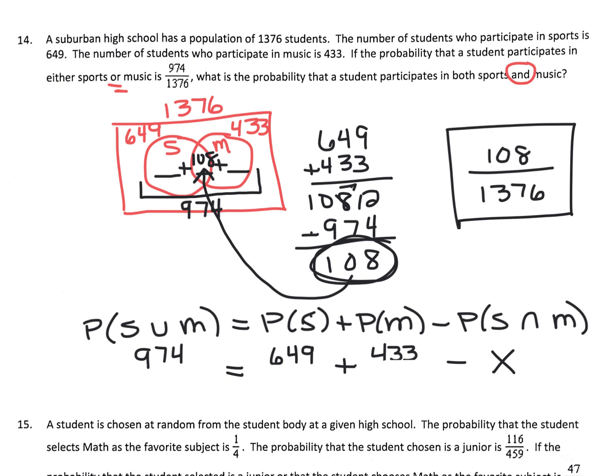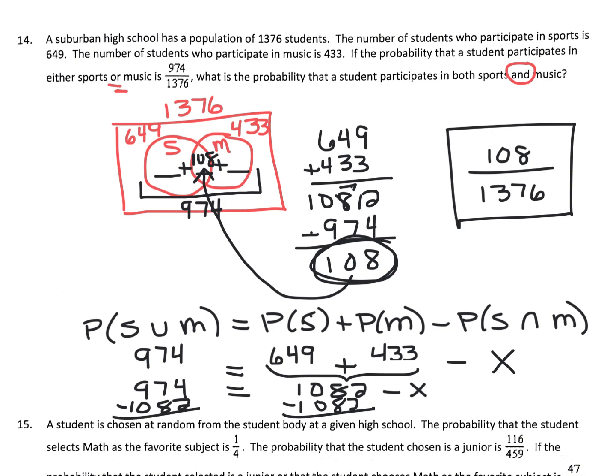I'm just going to combine my like terms. So these right here combine to give us 1,082. I'll bring down the minus x. And then if I subtract 1,082 from both sides of the equation, I know I'm writing on the next problem. Let me just move this up a little.